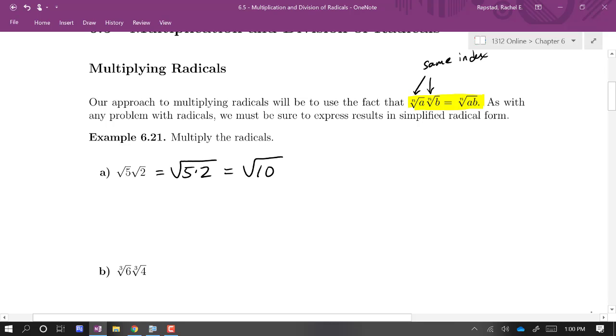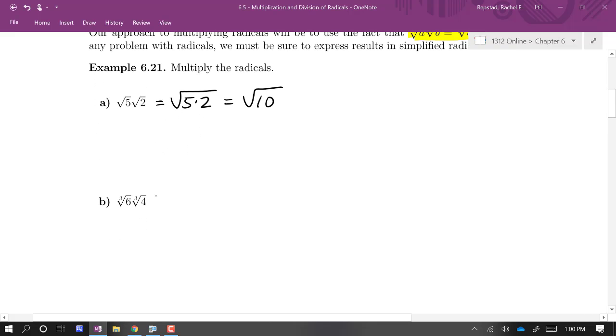The cube root of 6 times the cube root of 4, we can combine as the cube root of 6 times 4. Now, you might be compelled to multiply and say that's the cube root of 24, but keep in mind you want to make sure your radicals are in simplest form. When you simplify a radical, it always begins by factoring. So rather than multiply that out, I'm actually just going to continue factoring.